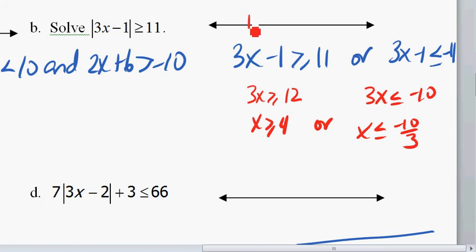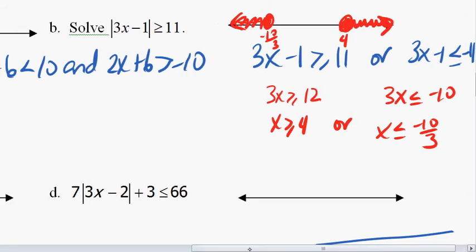We put the smaller number to the left, the larger number to the right. When we're dealing with x is less than or equal to negative 10 thirds, that shades to the left, and x is greater than or equal to 4, we fill that in and shade it to the right. Again, we had a greater than symbol. We think of oars on a rowboat that are pointing outwards.